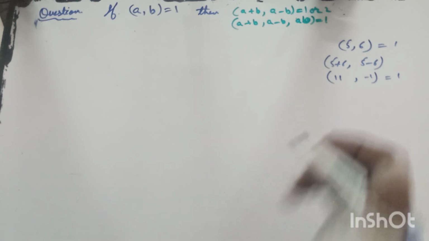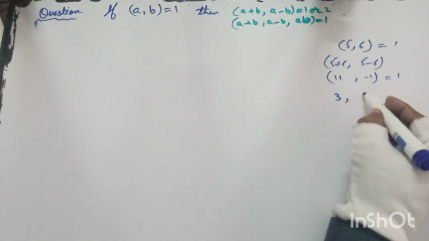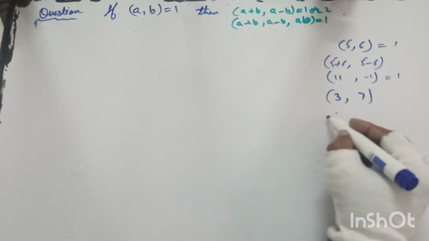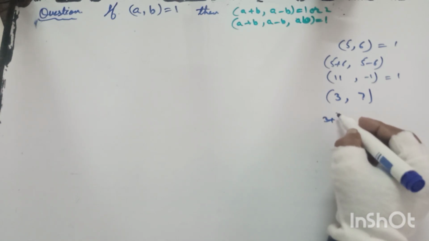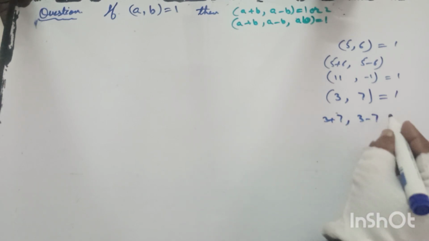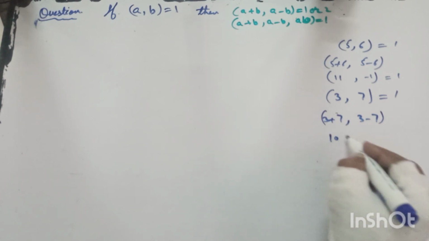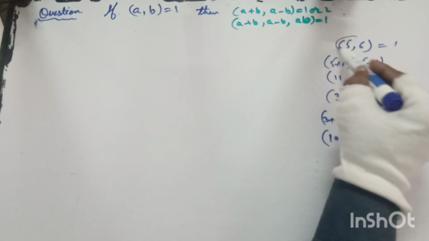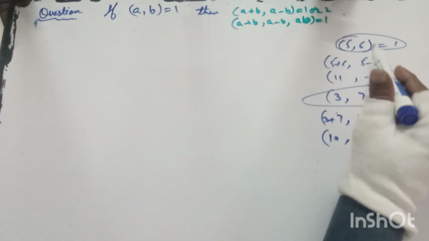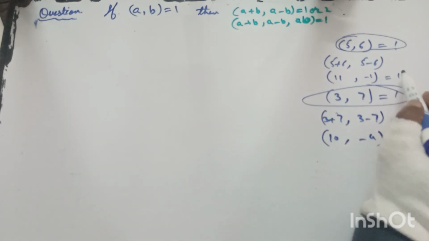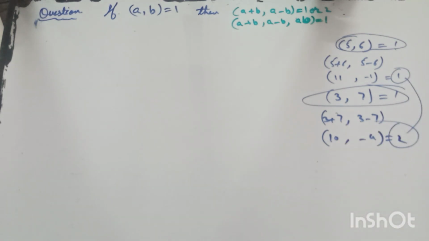Or if I have 3 and 7, for example, they are also relatively prime. Then 3 plus 7 and 3 minus 7 give 10 and minus 4, which have GCD 2. So if I have two relatively prime numbers, then their addition and subtraction have GCD 1 or 2. We have to prove this.